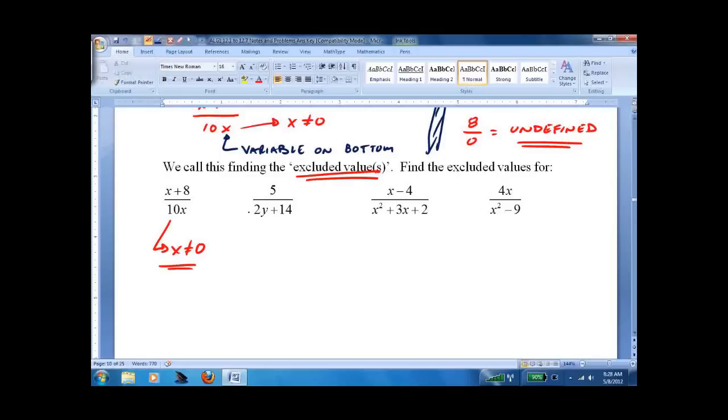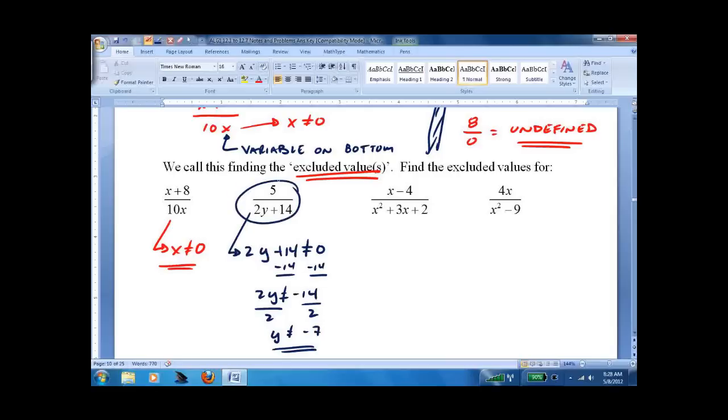What's the excluded value here? Well, now we got to do a tiny bit of math. We say 2y plus 14 cannot equal 0. Now that's just the excluded value. I haven't solved the problem. I haven't manipulated the fraction. I would leave it exactly the same as what I got it in, but I would say, for this problem, y cannot equal -7. Why can't y equal -7? Because it would put a 0 in the denominator, and that would be an undefined problem.